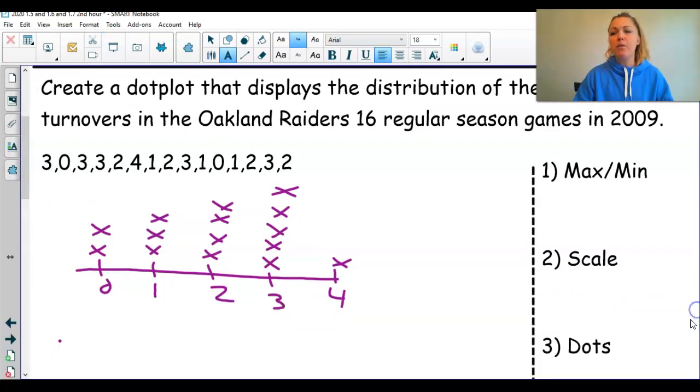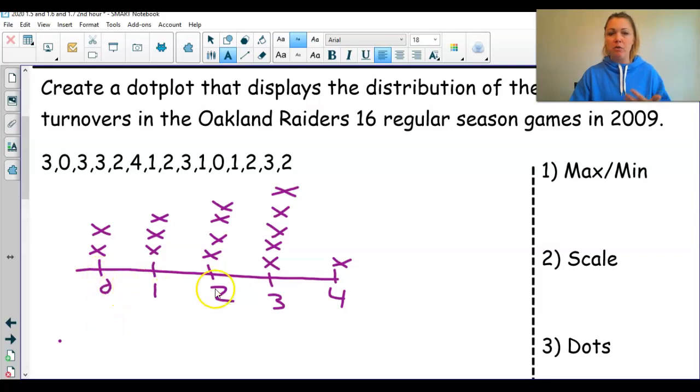So step 1, whenever you're graphing, you want to look at the minimum and the maximum of your data so you know how to scale your data. Although I went by ones here because my minimum was 0 and my maximum was 4, let's say our minimum was 0 and our maximum was 400. We don't necessarily want to go by ones then, right? We want to go by 100s or whatever it may be, okay? So with that min and the max, you decide your scale, you mark it out.